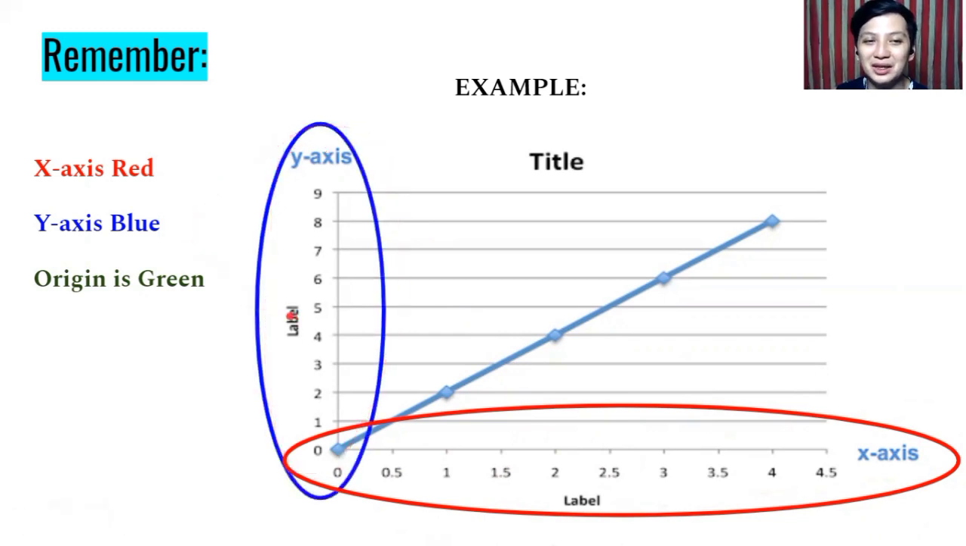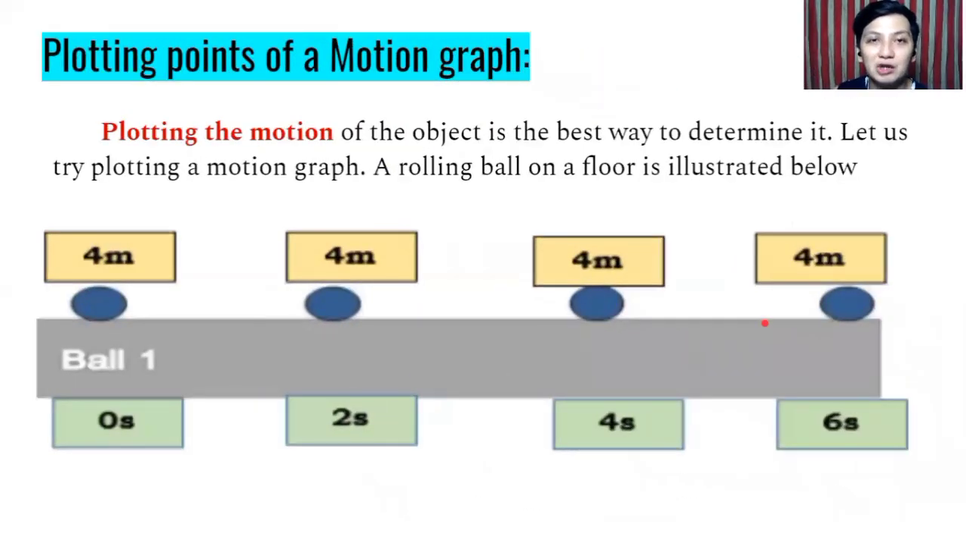How about the origin? I told it a while ago. Okay, very good. This is the origin. So this is the red part, and this is the x-axis. The blue part is encircled in blue, which is the y-axis. And then the green part, this one, 0, 0, is the origin. So do not forget that. Always remember that one.